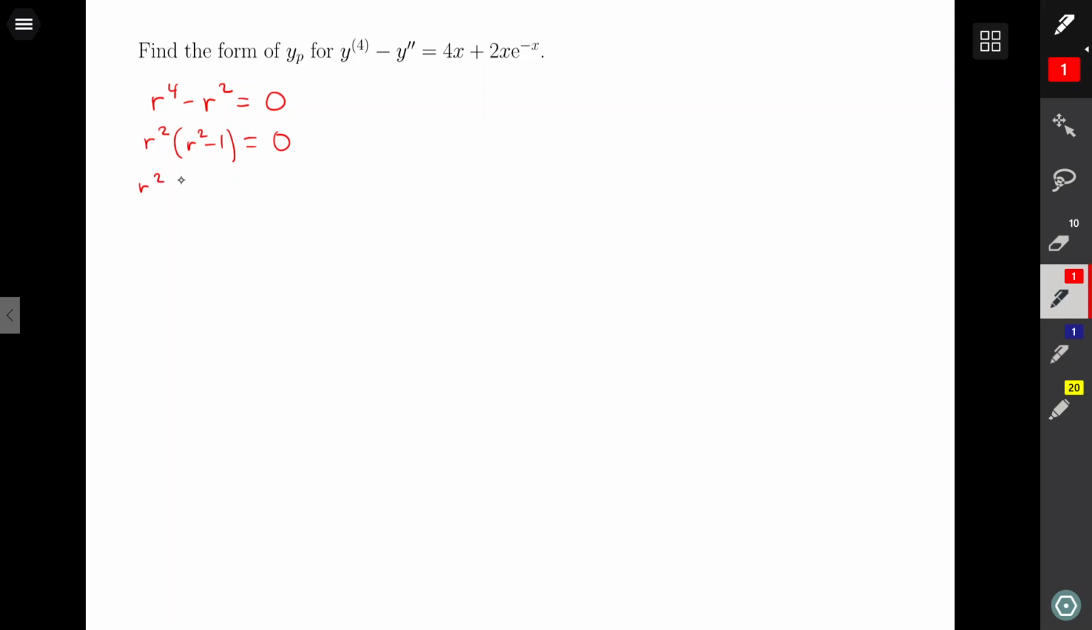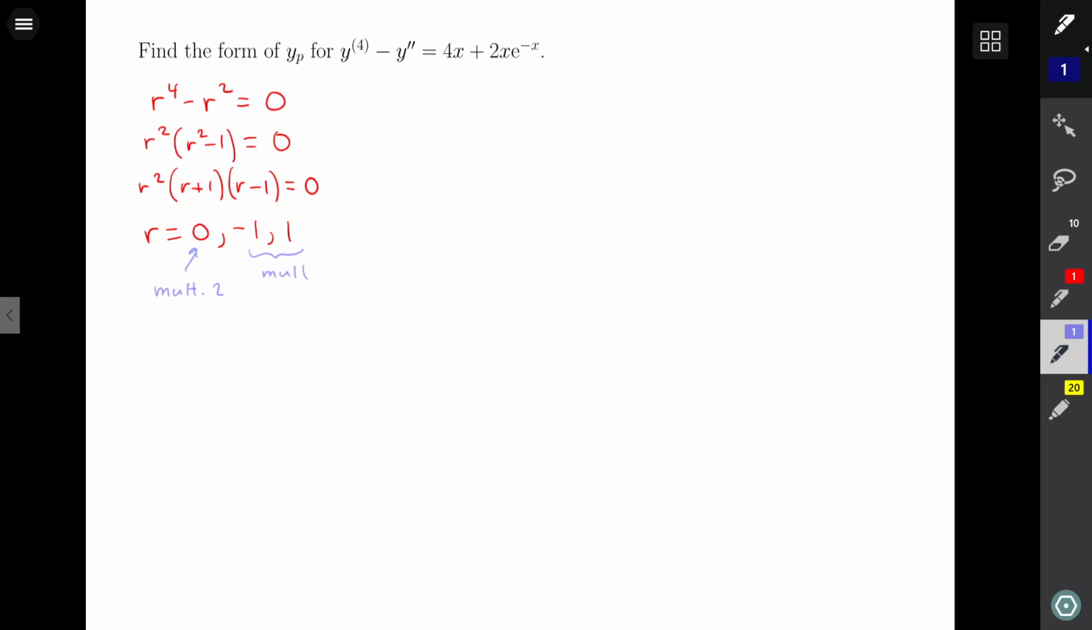So this factors to r squared times r plus 1 times r minus 1, and you get 3 roots, 0, minus 1, and 1, where notice that the r minus 0 term has an exponent of 2, so that one has multiplicity of 2, while the other ones have multiplicity of 1.